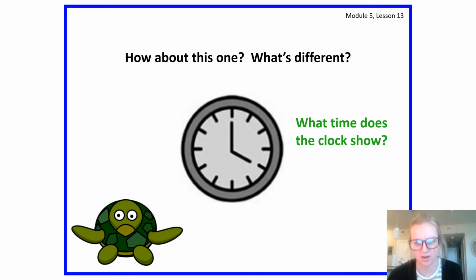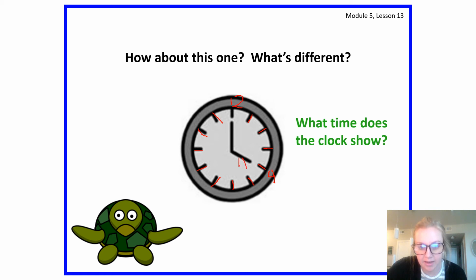What about this one? Does this clock have any numbers? No numbers, but it has lines. Can I count the lines to see the numbers? Okay, let's count the lines. I see there's 1, 2, 3, 4, 5, 6, 7, 8, 9, 10, 11, 12.